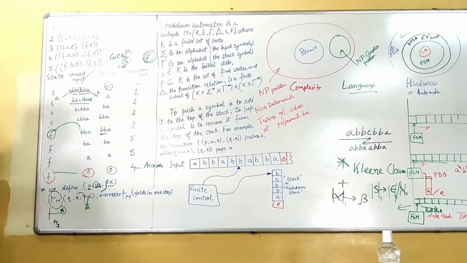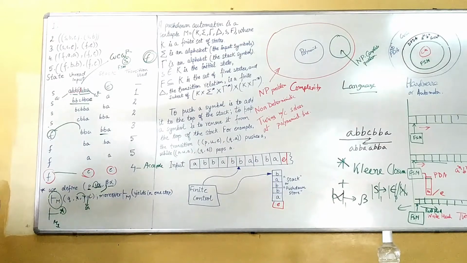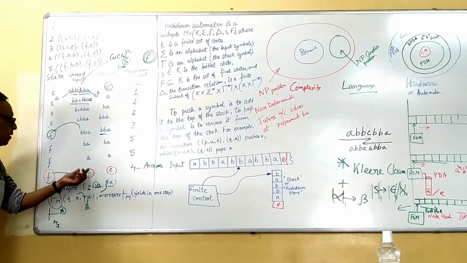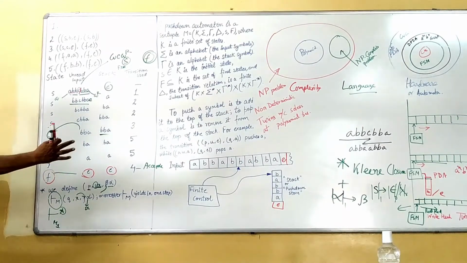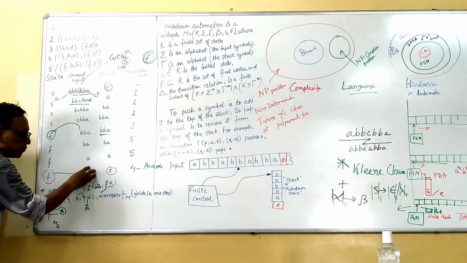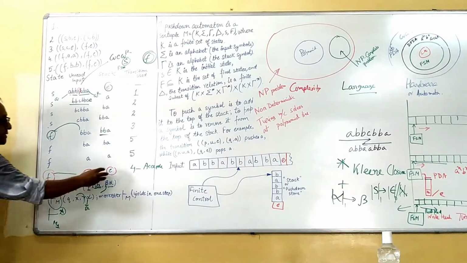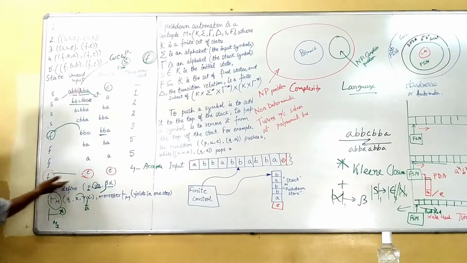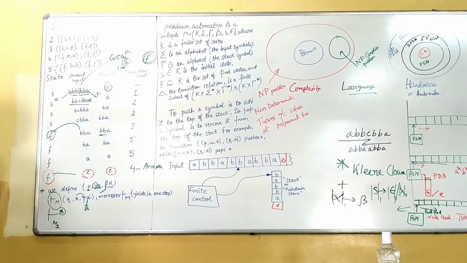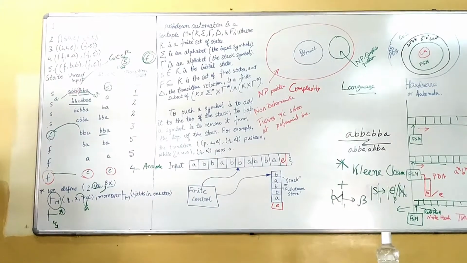When your FSM is in F state, in the main input nothing is left to be read. That is, E is the end of input and E is the end of stack. Then we say the machine is accepted. And what is this symbol? This symbol is very much used.